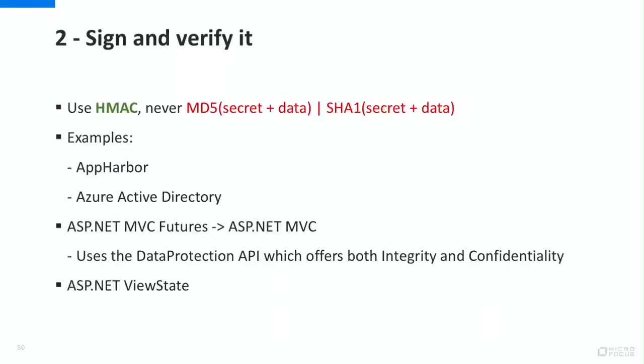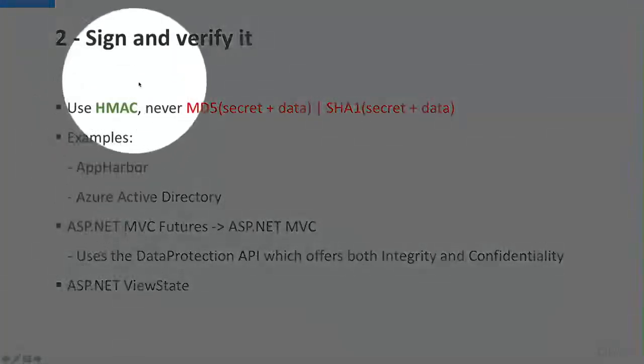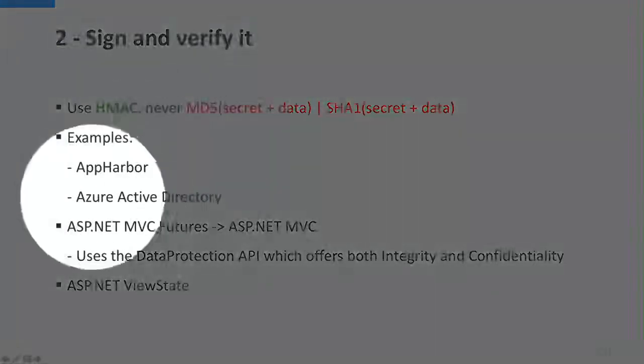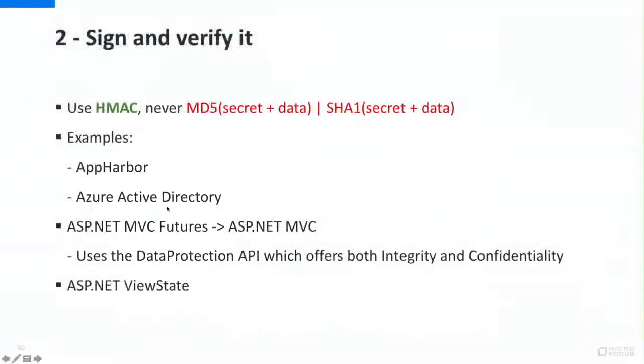If you do that, always use an HMAC and never use something like MD5 or SHA-1 with secret and data, because that's vulnerable to hash length extension attacks. And this is the way that AppHarbor and Azure actually fixed their issues. They just sign the data that they were not expecting anyone to change, and then they verify that it didn't get modified. Same thing with ASP.NET.